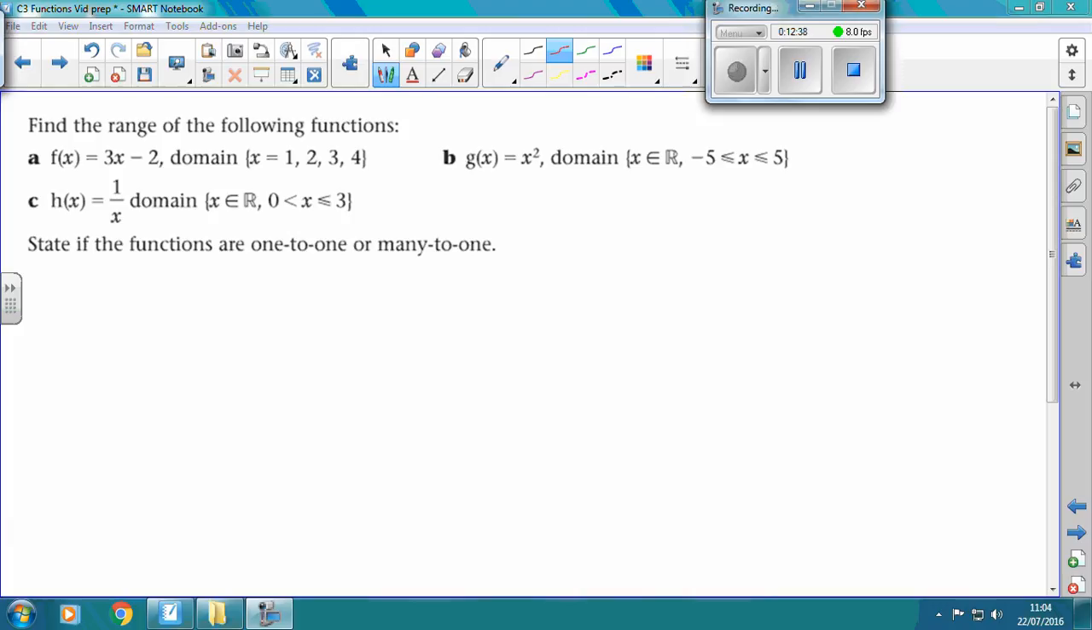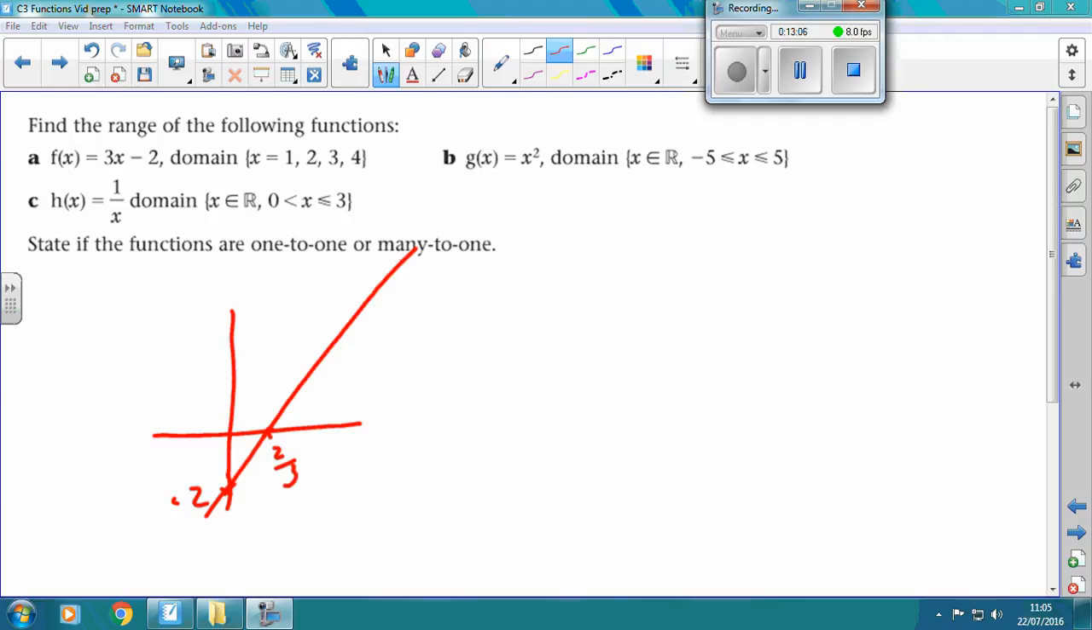Okay, so let's have a look at this one. Find the range of the following functions. What we're going to do is have a quick sketch of these graphs as well. So if we sketch y equals 3x minus 2, that goes through minus 2 on the y-axis. The graph looks like that, and it goes through 2/3 on the x-axis and minus 2, and looks like this.